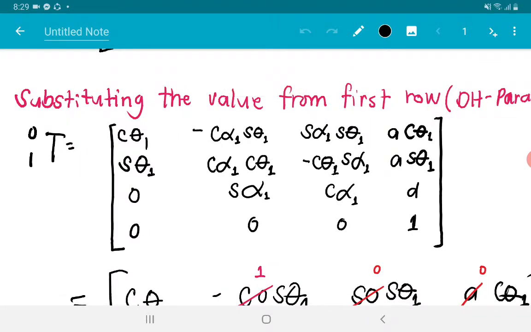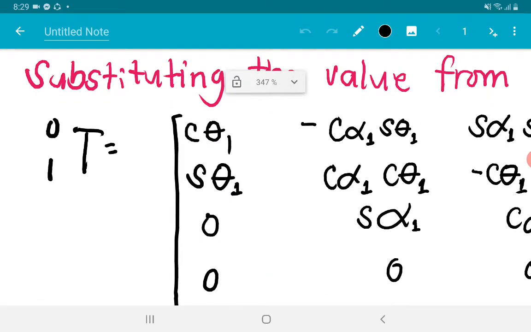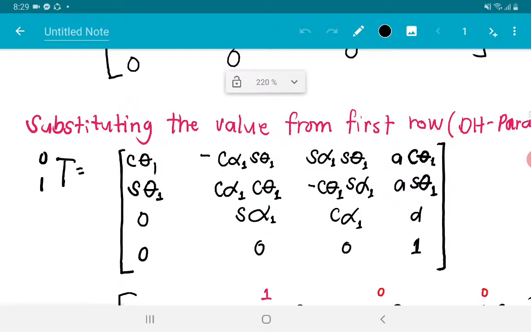So substituting the value of the first row, you will have the matrix or the translation of the first frame in terms of the zero frame, because what you need to do in the inverse kinematics is you need to have your translation and transformation of the tool frame, or the end effector frame, to the base frame.